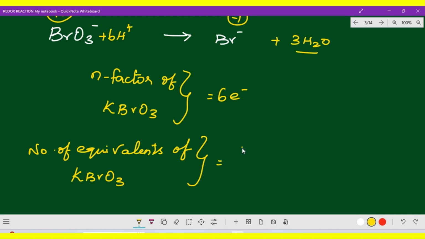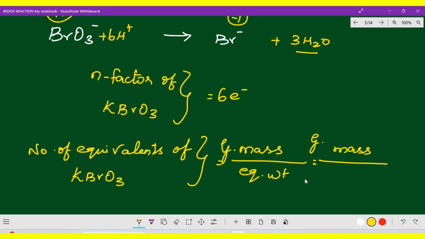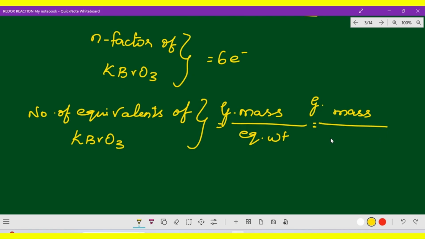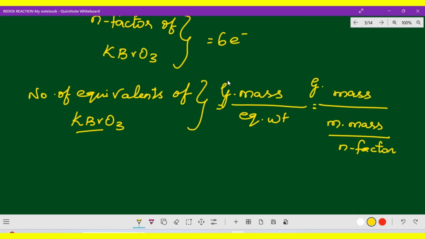Which formula can we use? Given mass divided by equivalent weight. Equivalent weight is molecular mass divided by n factor. This is the formula: the number of equivalents of such a compound is the given mass divided by equivalent weight, that is, given mass divided by molecular mass over n factor. We just found the n factor of KBrO3. How many electrons change? It is 6 electrons.